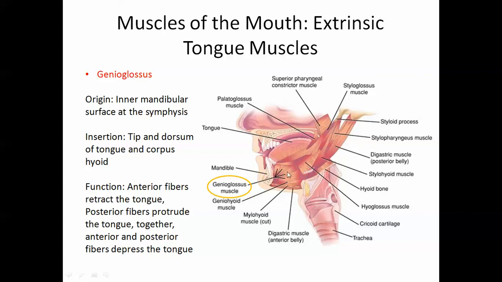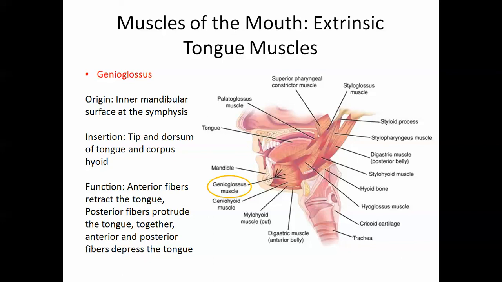So it does a number of things, and here it is. This is a mid-sagittal view. Here's anterior, here's posterior, here's the dorsum of your tongue. Here's where your mental symphysis would be. Here's the epiglottis, just to give you a little bit of orientation.